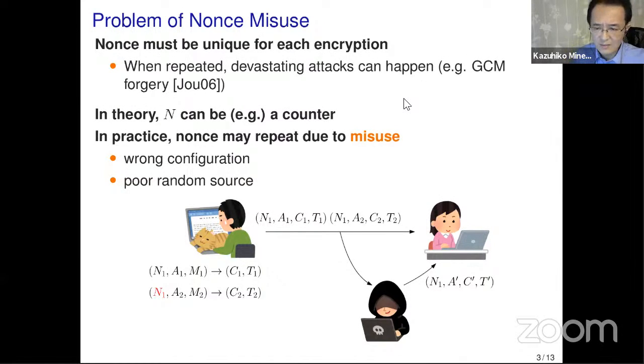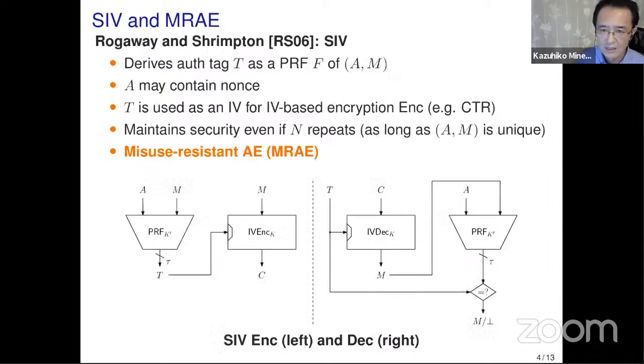The nonce must be unique for each encryption. And when it is repeated, a devastating attack can happen. For example, there is a famous attack against GCM. Ideally, this is not a problem because the nonce can be a counter or a random variable of sufficient length. But in practice, the nonce may repeat due to various reasons of misuse.